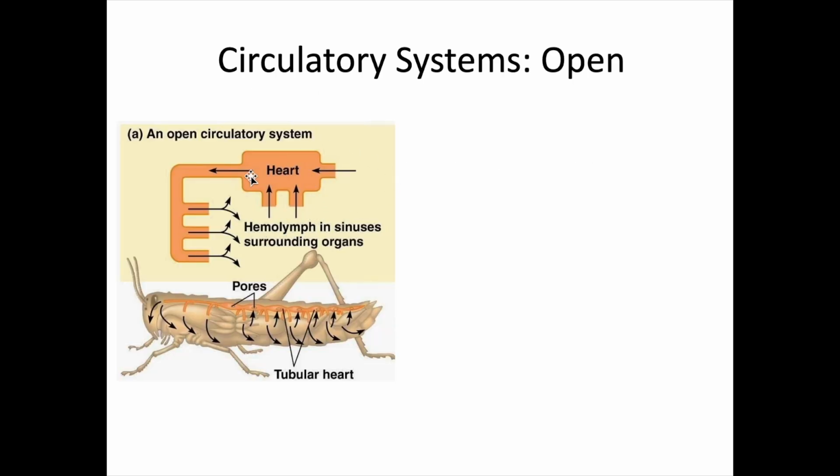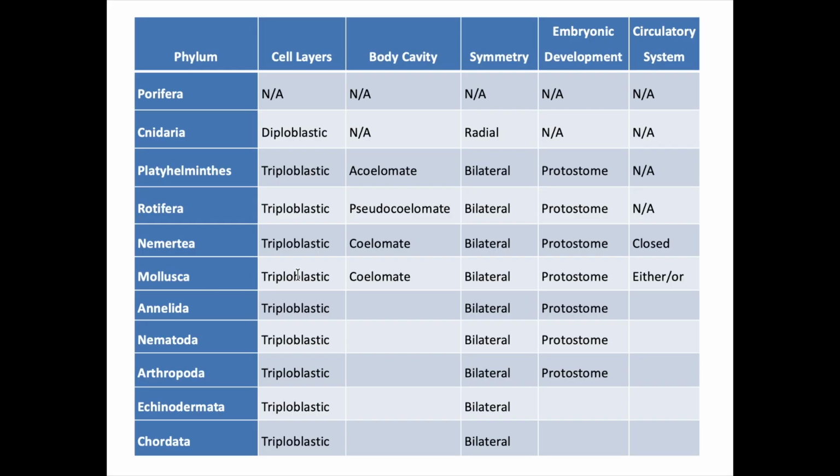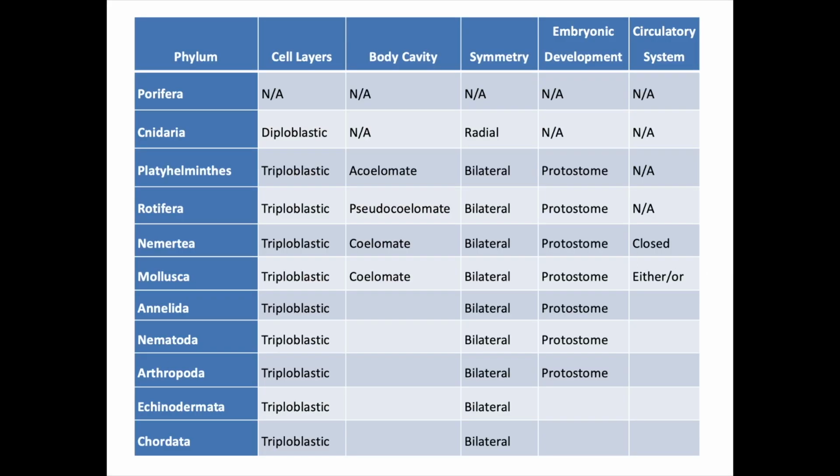Most have an open circulatory system. There will be one exception, and we will point that out when we get to it, but most of them have hemolymph that is circulated throughout the internal cavity. And you can see this here. All of this would be this internal cavity, this visceral mass with hemolymph inside. So that allows us to fill out our table. Mollusks are coelomates, and either or for circulatory system. Most are open. There's going to be one important exception that is closed. So I'm writing either or here.